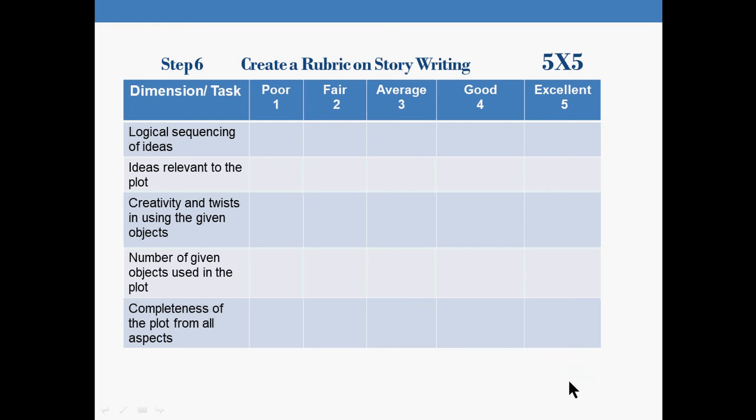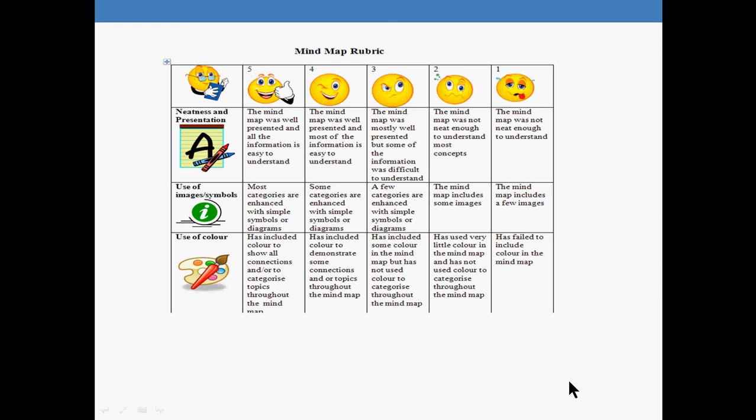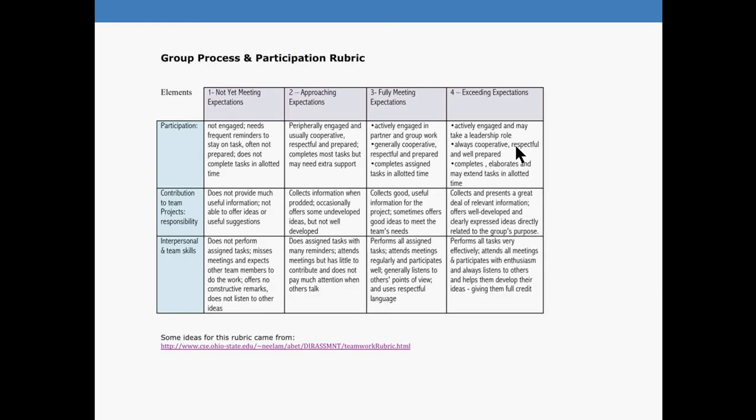Let's take another example. This is taken from the internet on mind map rubric. We could even give descriptions for each level instead of just good, average or excellent. This is one way of doing it. One more example. Group process and participation rubric, taken from the internet as an example.